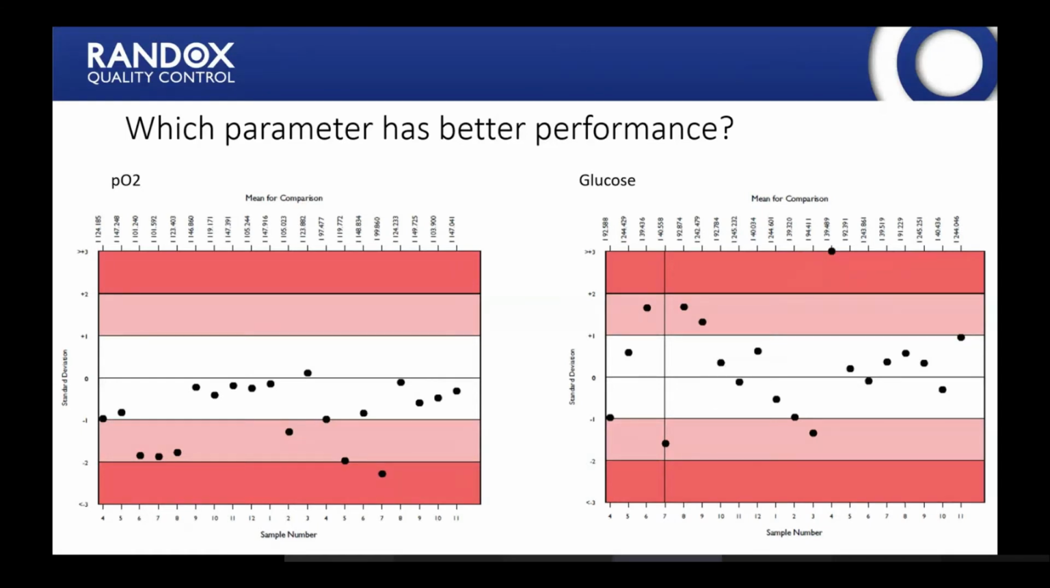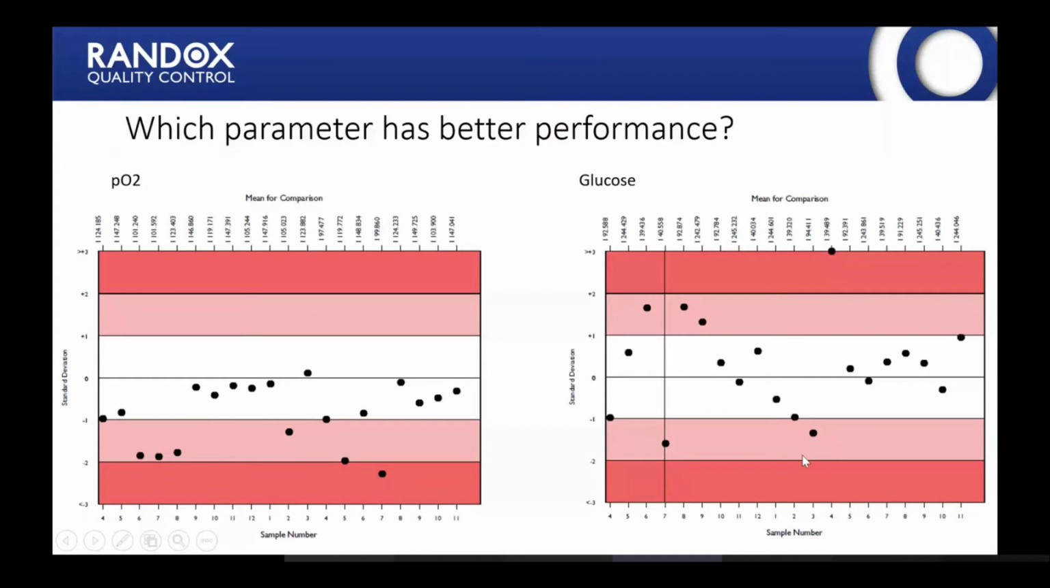So we just want to demonstrate how, again, you might see different things when you look at the different reports. So this is from a blood gas report. So we have PO2 and we have glucose. And if you look at these reports, we're just going to talk through each of these and see which one we think has maybe better performance. So for the PO2, we can see there are a couple of results that are sitting outside the acceptable limit, and it appears that the lab is running with a negative bias. So there's only one result here that's actually above the mean for comparison.